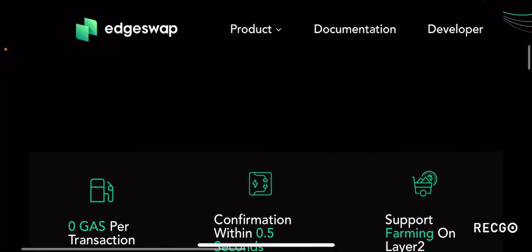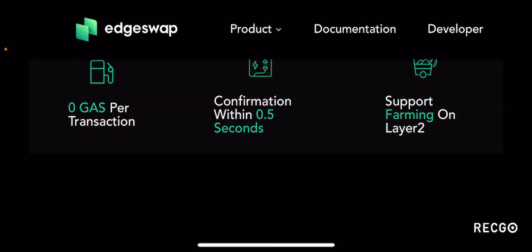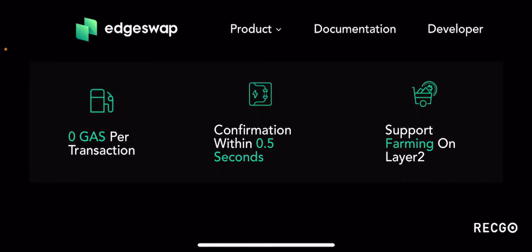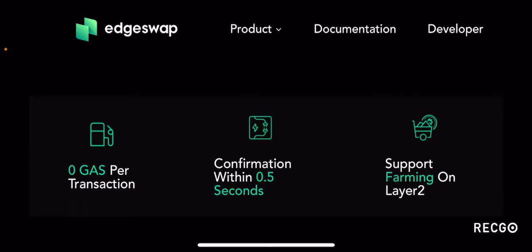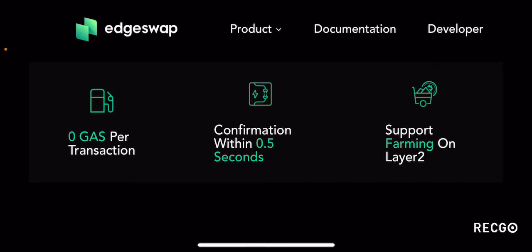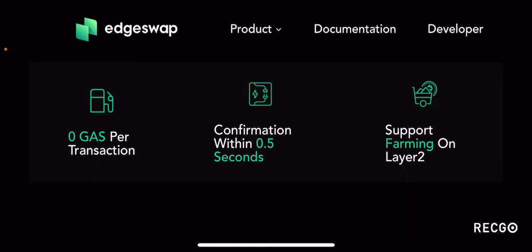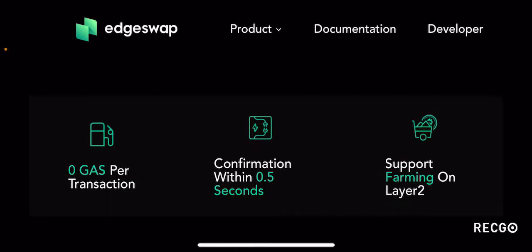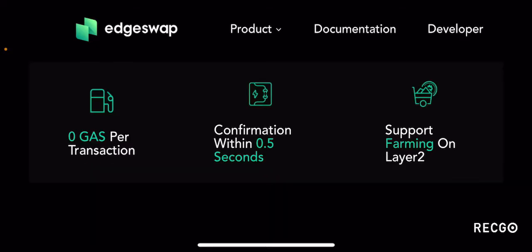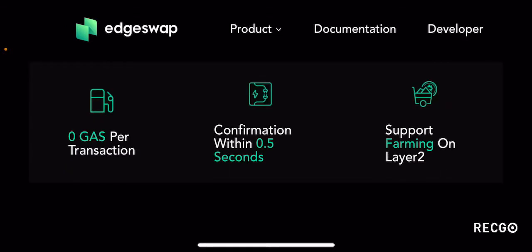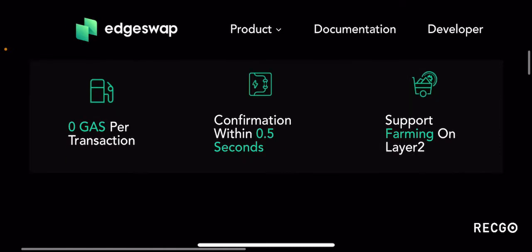And if we scroll further below, they have 0 gas per transaction. So that's how efficient this platform is because of the ZK roll-up technology that they're using. They're effectively giving users the opportunity to not even pay a single GWEI in gas fees on their platform, right? So you can basically do completely free transactions on their platform, with a confirmation wait of about just 0.5 seconds, which is instantaneous, and along with the fact that they support farming on layer 2, right? So these are all the main three benefits that you can get by using EdgeSwap protocol.